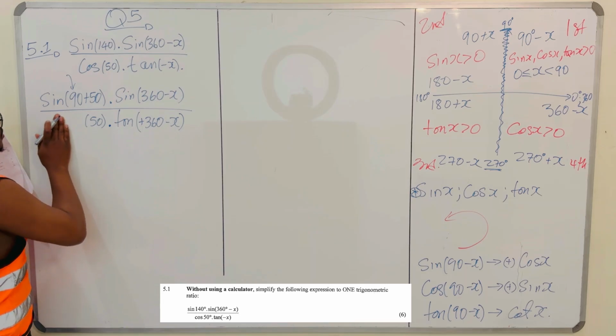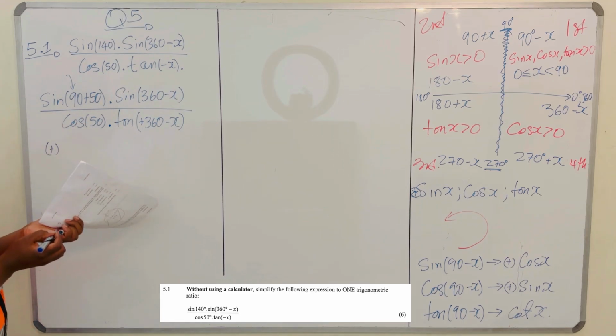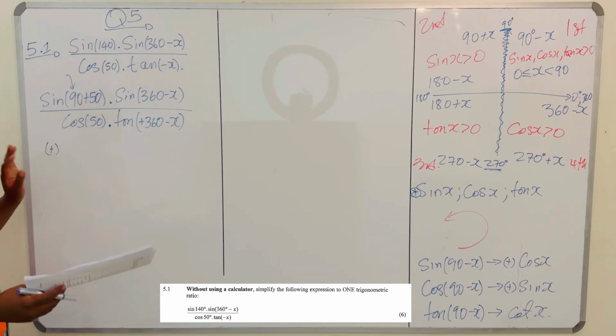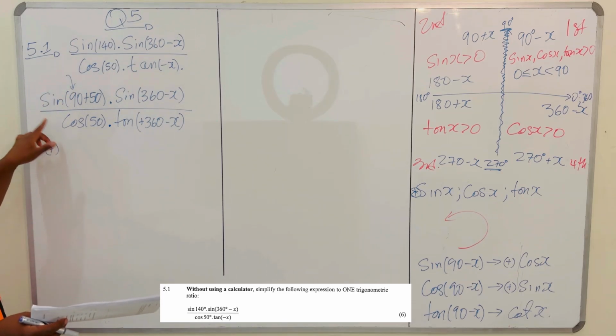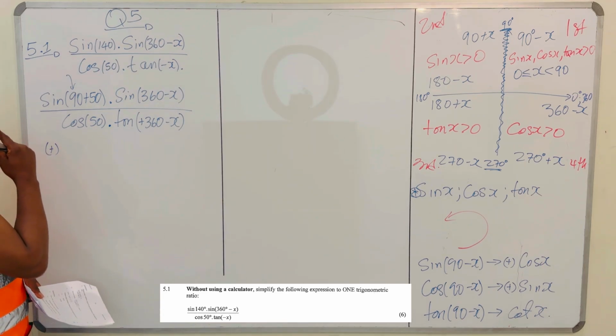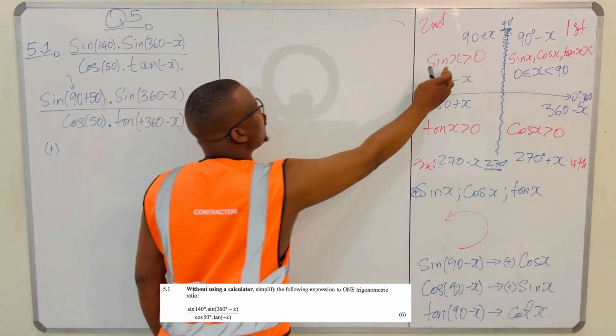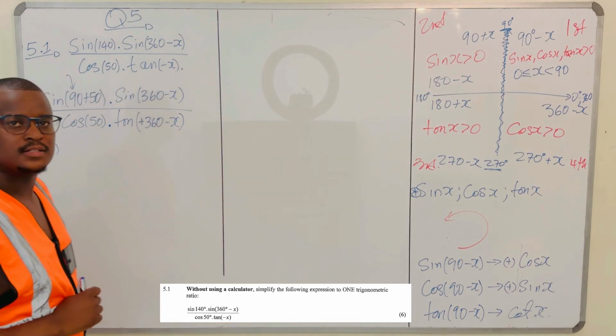This was supposed to be cos 50. So it's still okay. It's not a problem so far. Cos 50, cos 50. Not a problem. So what do we say now? Okay, so I'll ask the questions again. Where is 90 plus 50? 90 plus 50 falls on the second quadrant.